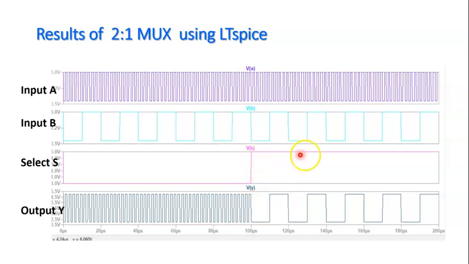Here I will find that my S is going to be 1. So now the multiplexer has changed its path from A to B. Now it is not selecting A, but it is selecting B, because now S is equal to 1. So B, this frequency, is available at the output. You can see the same waveform is available here. And that is how we have verified the operation of the 2:1 multiplexer.